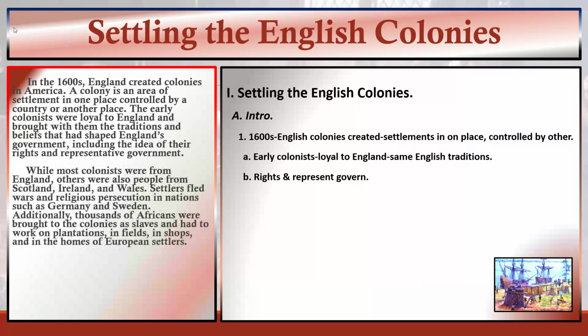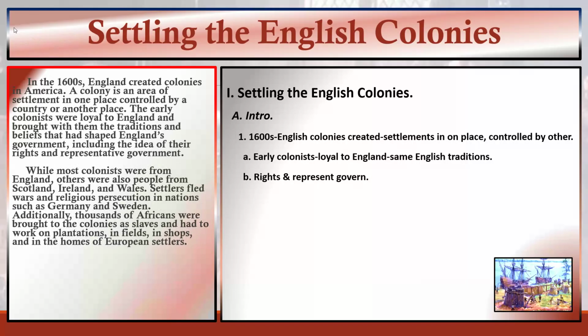While most colonists were from England, others were also people from Scotland, Ireland, and Wales. Settlers fled the wars and religious persecution in nations such as Germany and Sweden. Additionally, thousands of Africans were brought to the colonies as slaves and had to work on plantations, in fields, in shops, and in the homes of European settlers.